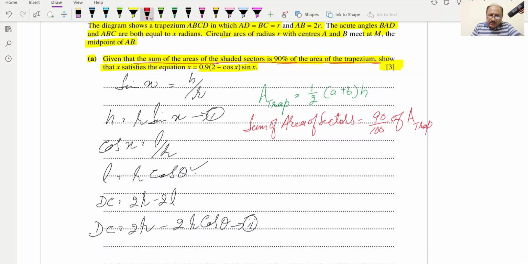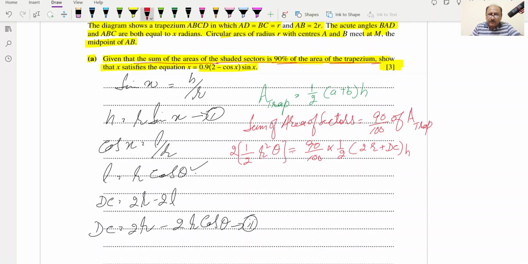So we can write 1 by 2 r squared theta. This is the area of one sector. So we will double this to get the area of two sectors. And this is equal to 90% of what? Of 1 by 2 into (2r plus DC), that is (a plus b), into h.